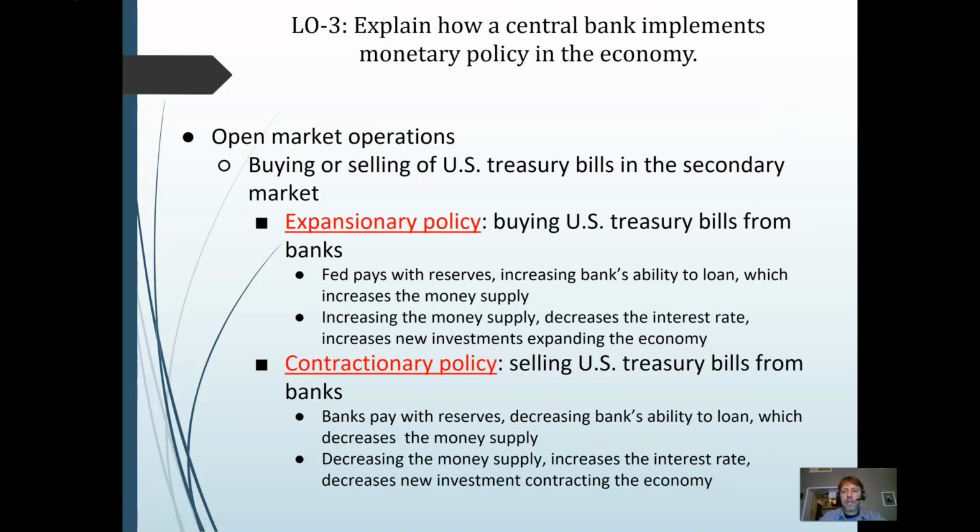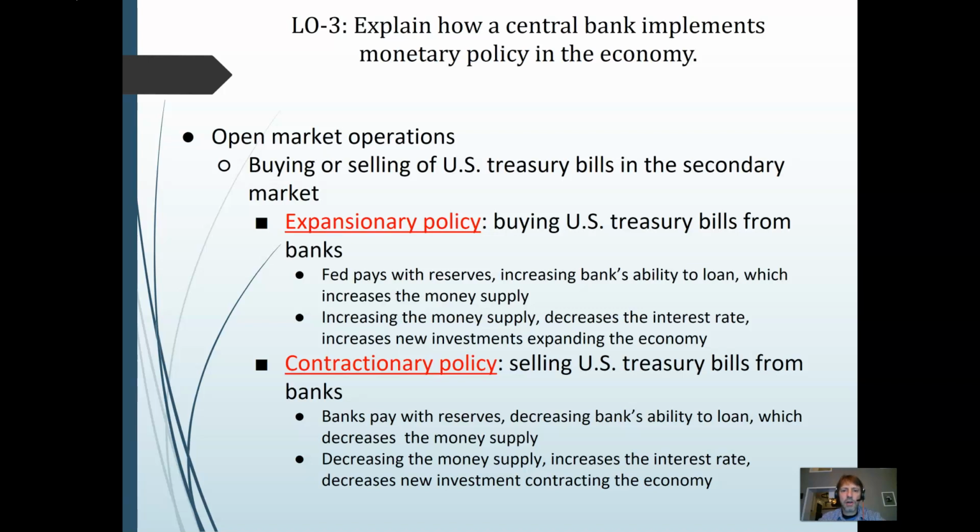So when the bank looks at monetary policy, it's either trying to expand the economy or contract the economy. And if you want to expand, you do one set of things. You do the opposites if you want to do contractionary policy. And one of the ways to do that is for the Federal Reserve to buy or sell government treasury bills. Those are just really loans to the government in the secondary market.